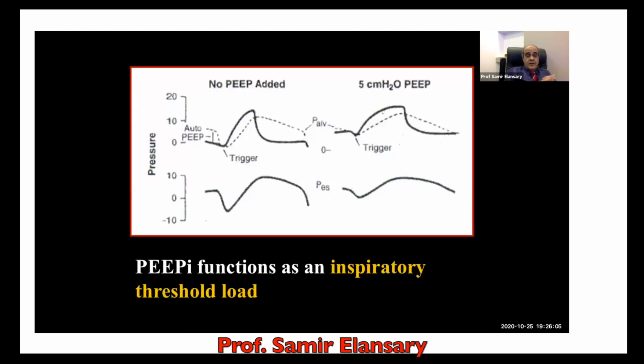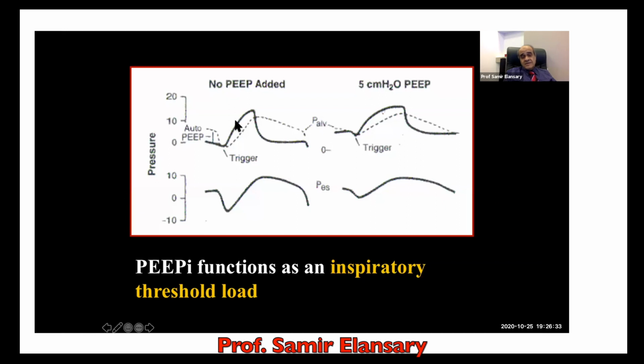Also, we can see here the effect of intrinsic PEEP on inspiratory threshold load. It increases the inspiratory threshold, of course, as we see here. If this patient is triggering the ventilator, and the ventilator is acting in the assisting mode, the patient will find it very difficult to initiate the ventilator. The inspiratory effort will be increased, as you see here. Inspiratory effort will go down to try to trigger the ventilator.